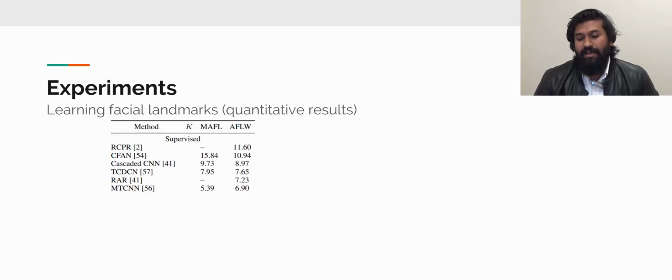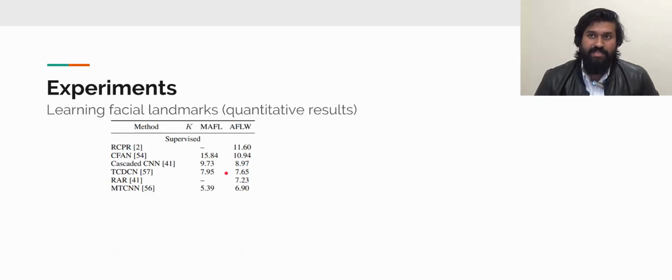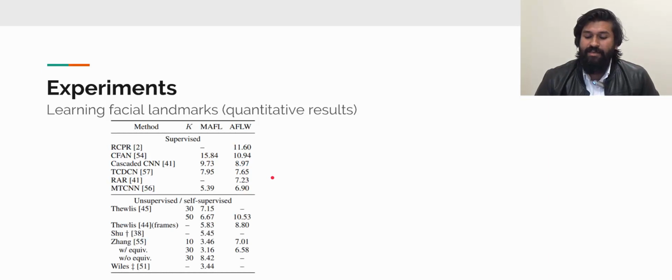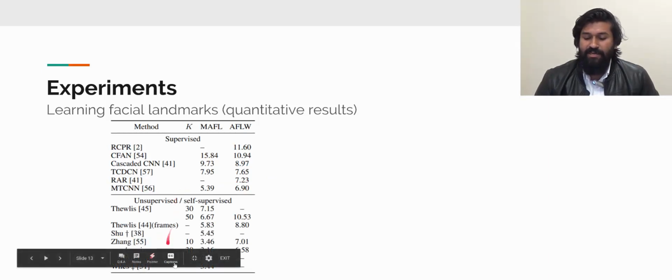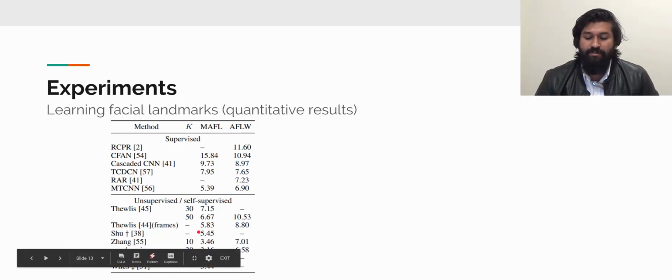So these are the quantitative results, and these are all the supervised methods. The metric is a distance metric, so the lower the value, the better. We can see that the best result here is 5.39, and in AFLW it's 6.9. And here are some unsupervised or self-supervised methods, and they are using key points like us as well, like 30 or 50 or 10 or 30 key points.